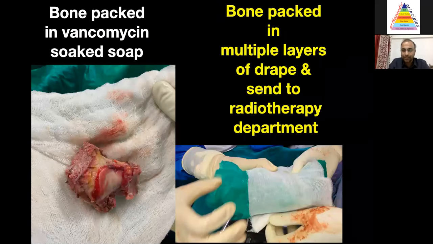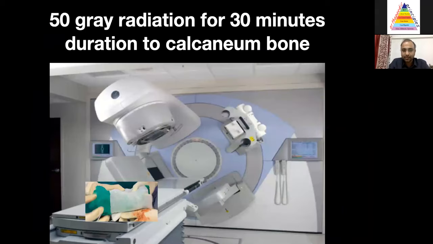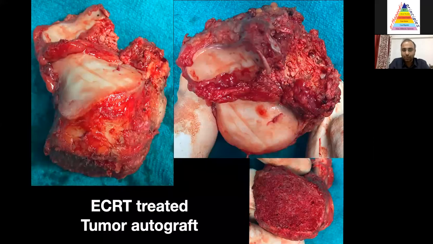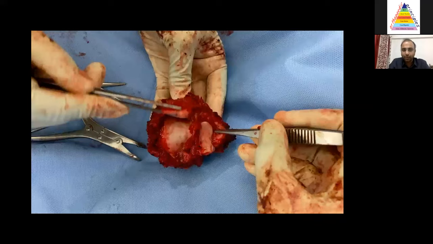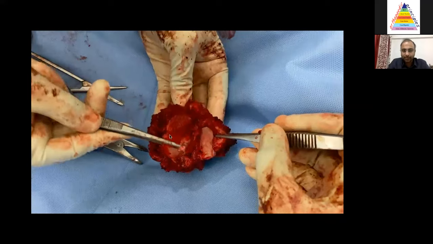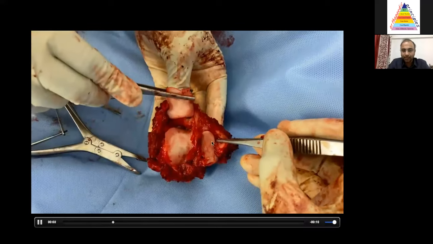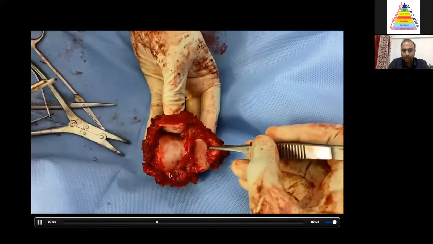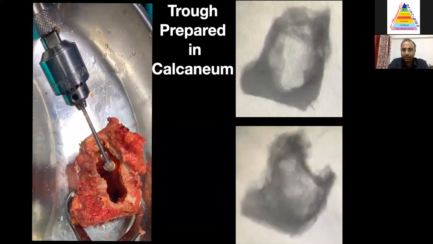And again, the bone is sent to the radiotherapy department, with the steps we have seen in the previous case. And the bone is brought back again. We made a trough, and these are the parts: the upper resected part, the anterior part, and the posterior part. Then we made a trough into the bone so that we can put a vascularized fibula in this trough.